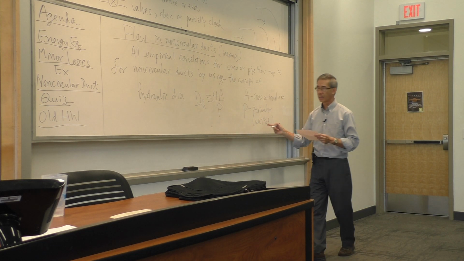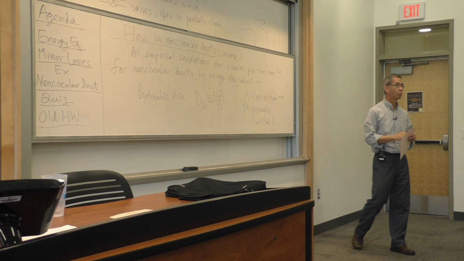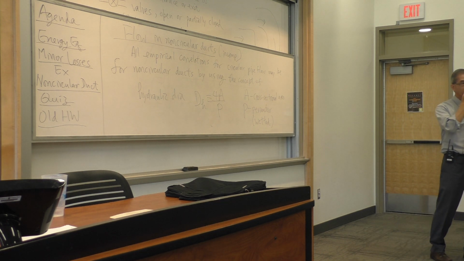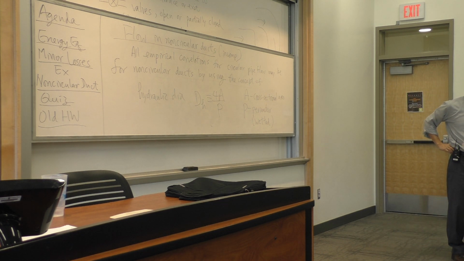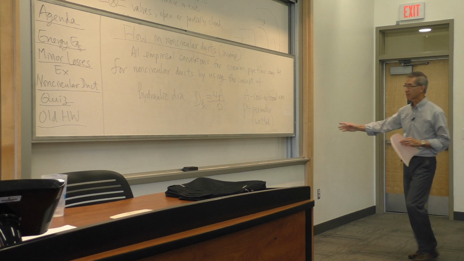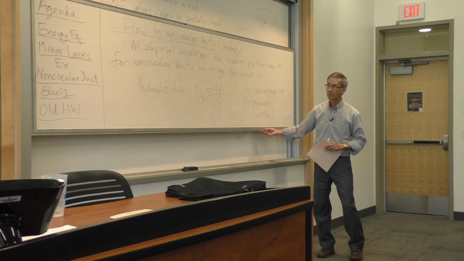In very seldom cases, sometimes the P can be the wetted perimeter. That will only happen not with air, but maybe with water, and a rectangular duct that is only partially filled with the water. But that's such an exception, I don't want to spend much time on it.